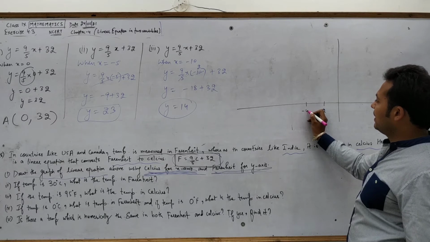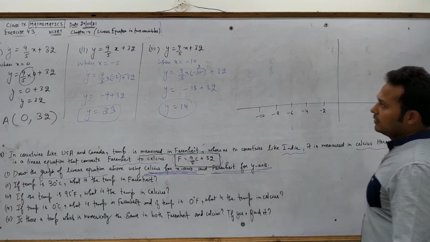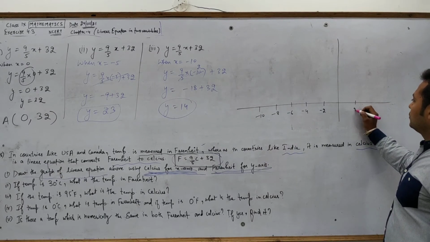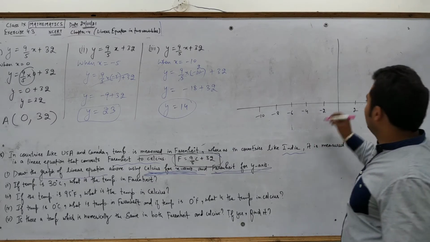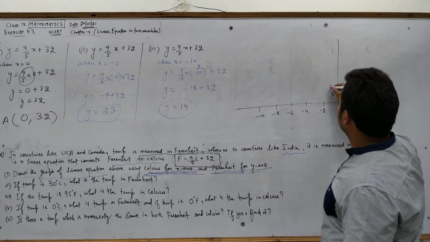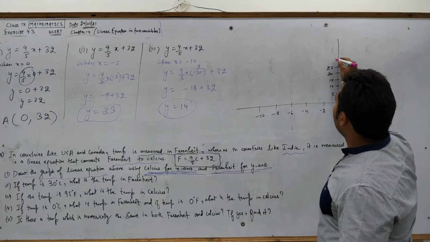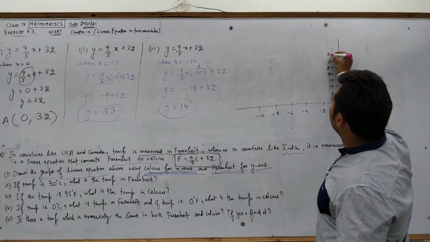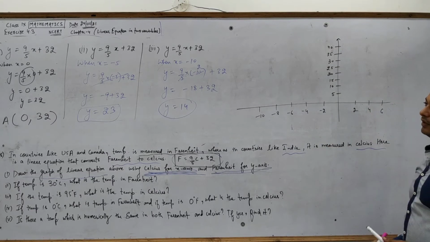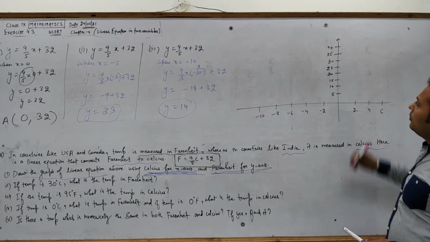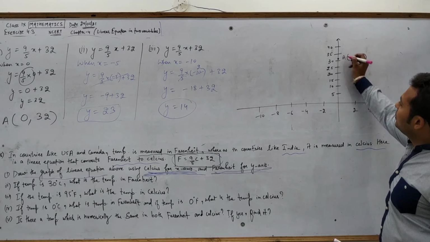Minus 2, minus 4, minus 6, minus 8, minus 10. Okay, 2, 4, 6. Y, take this 5, 10, 15, 20, 25, 30, 35, 40. Okay, first point is 0, 32. When x is 0, y is 32. It would lie here, 0, 32.